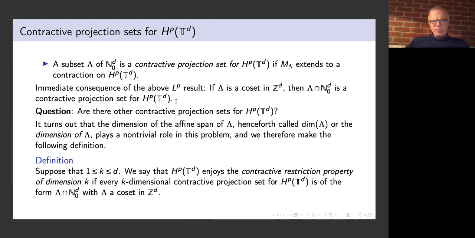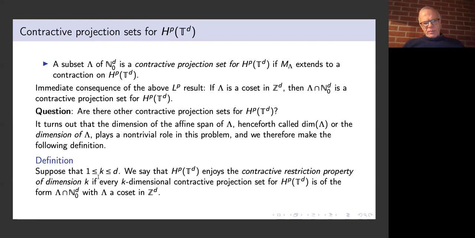something in addition to what I told you before, because it turns out that not only the dimension of the space, but also the dimension of your set Lambda plays a role. Your set Lambda spans some subspace, what we called the affine span. So you take the vectors going between the points in your set, and you look at the dimension of that set. That is what we call the affine span. And this actually plays a non-trivial role in this problem.